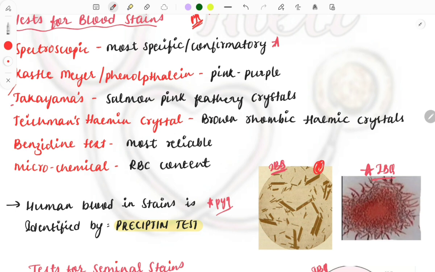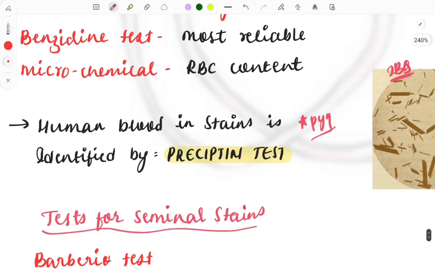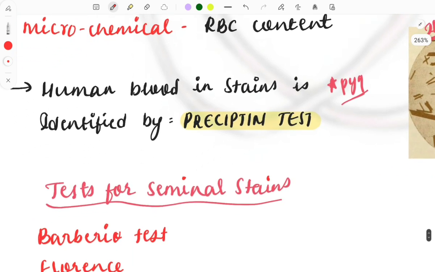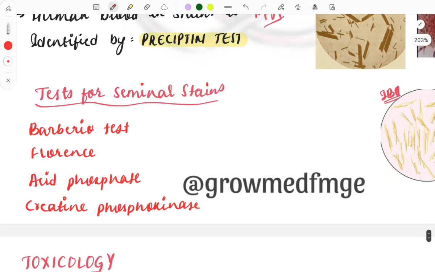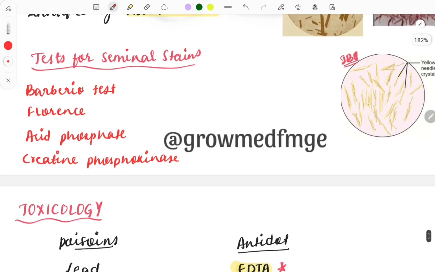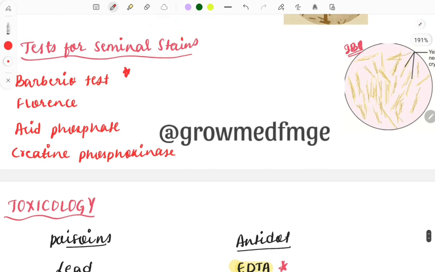Then the precipitin test, most reliable, and microchemical for the RBC content. So if human blood in stains is identified with precipitating tests, this was a PYQ. And then these are the tests for the seminal stain. So Barberio's is a previous year topic and asked frequently.